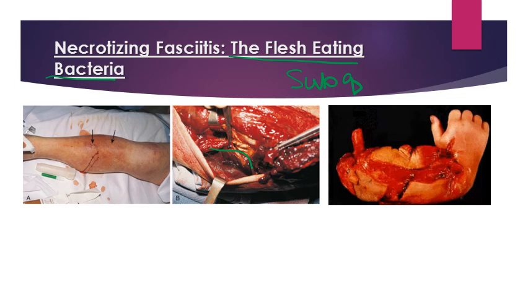and it's characterized by basically extensive destruction of the muscle and the fat, as you can see here. What happens is that S. pyogenes is introduced into the tissue through a break in the skin, either by a minor cut or trauma or vesicular wall infection, burn patients, surgical patients.